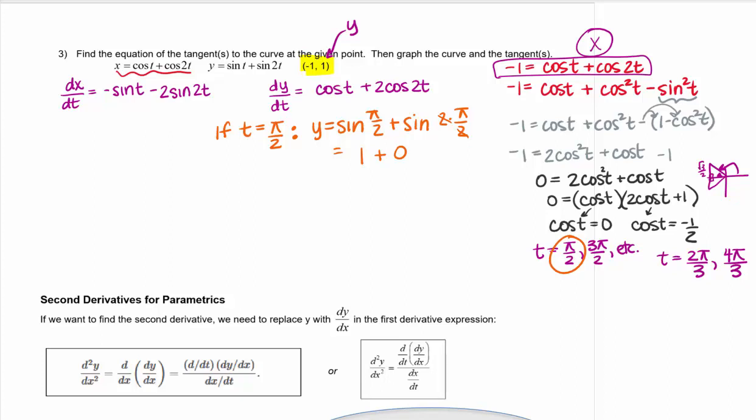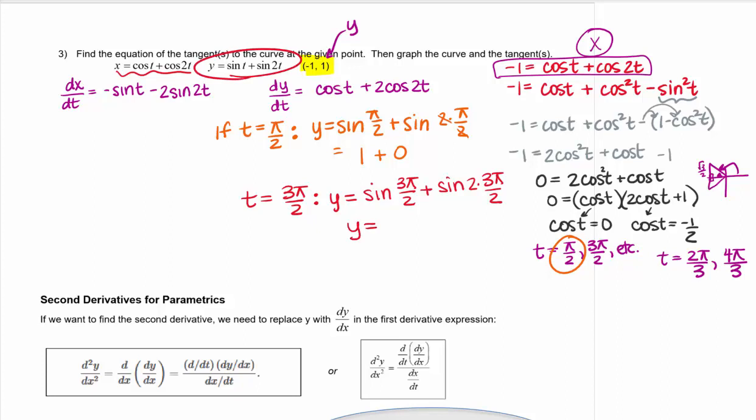So for example, if t was 3 pi over 2, I'll show you what would have happened. Plug in 3 pi over 2 for your t's into your y equation. Y equals sine 3 pi over 2 plus sine of 2 times 3 pi over 2. Just checking into this y equation here to see which t value would work. So y equals sine of 3 pi over 2 is -1. Sine of 3 pi is 0. I can see that my y value would have been -1. That one's not going to work.